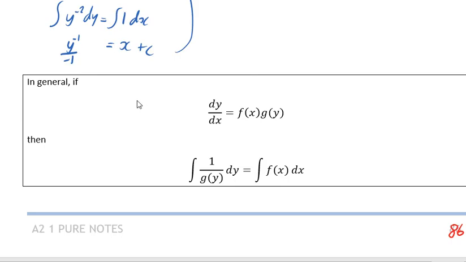Okay, so in general, if you have dy by dx is equal to a function of x times a function of y, then when you separate the variables, you're going to have the integral of the function of x times dx on the right-hand side, and 1 over the function of y times your dy, integrated on the left-hand side.